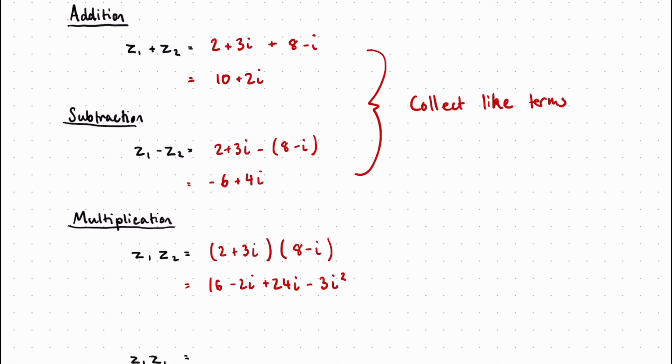So 3i squared, well, i squared is minus 1. So minus 3 lots of minus 1 becomes positive 3. This becomes 16 plus 22i plus 3, which is 19 plus 22i.